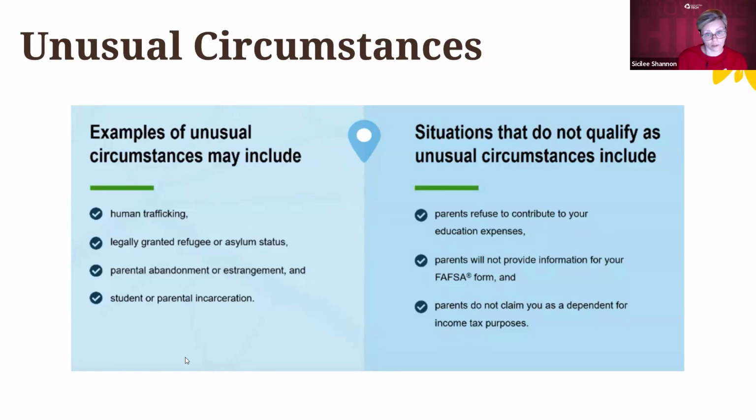Situations that do not qualify for an unusual circumstance would be a parent just refusing to contribute to your educational expense, parents refusing to provide the information on the FAFSA form, and also a situation that would not qualify is parents that don't claim you as a dependent for income tax purposes.